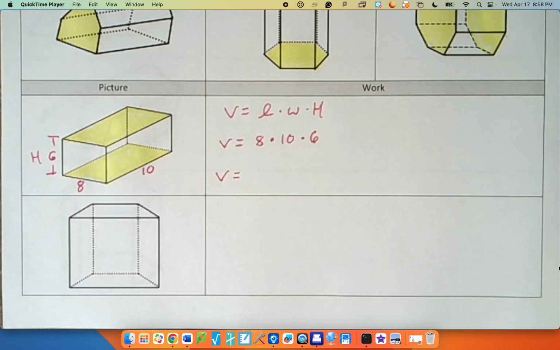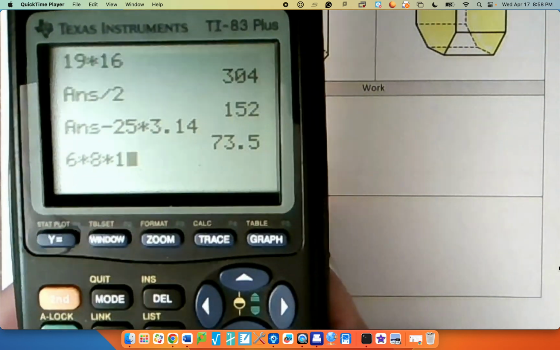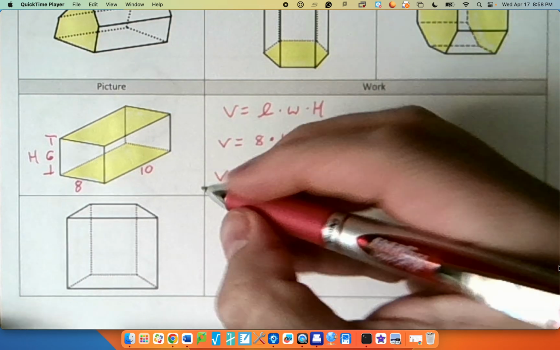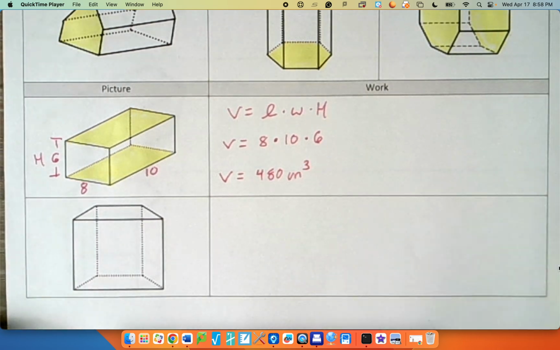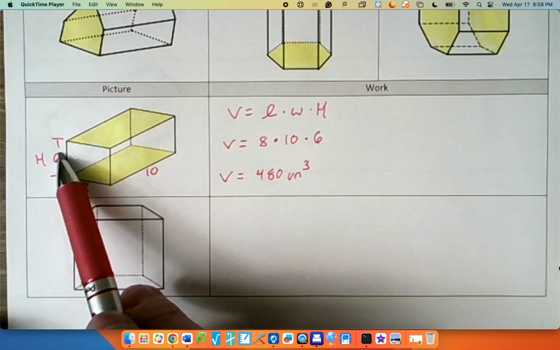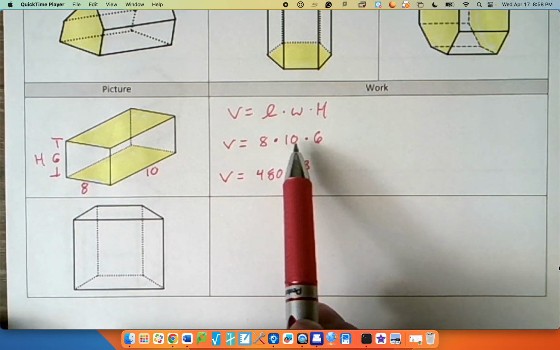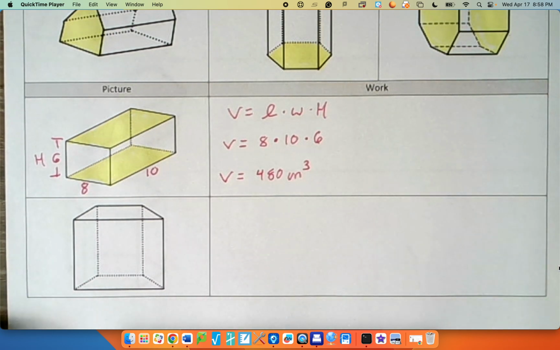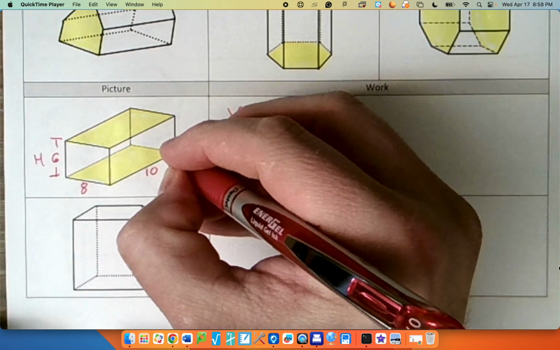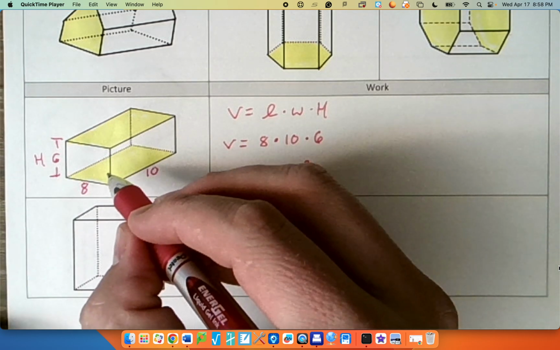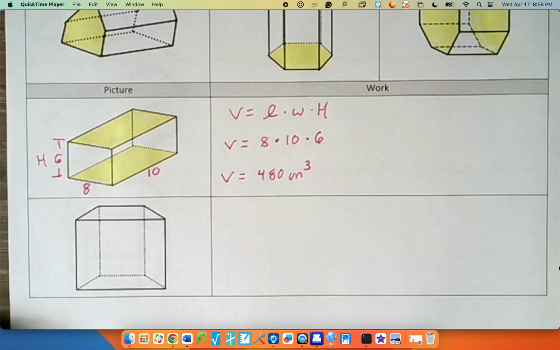I'm going to grab my calculator. 6 times 8 times 10, and we get 480 units cubed for volume. Since we have 3 numbers, we're going to cube it: 1, 2, 3, and we're multiplying them, just like 3 times 3 times 3. The other reason is volume is calculated by taking little tiny cubes and filling in this 3D shape.